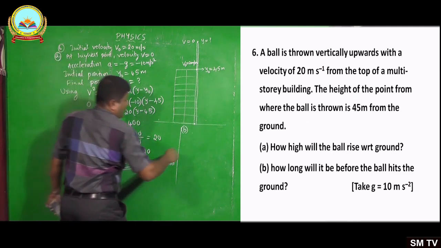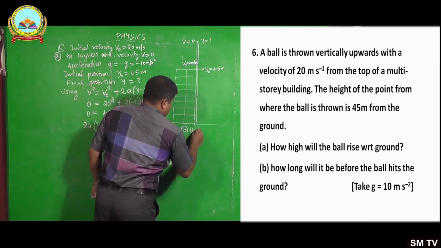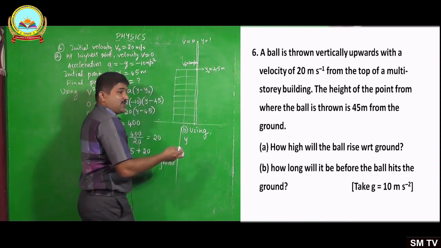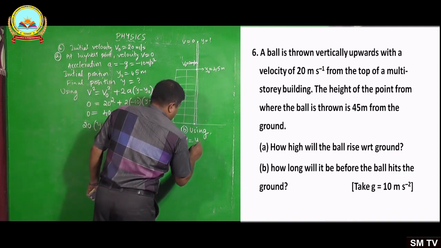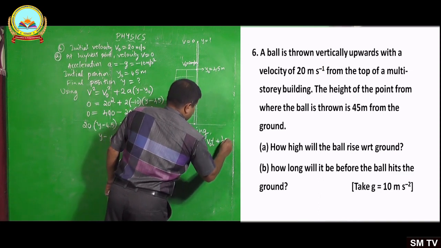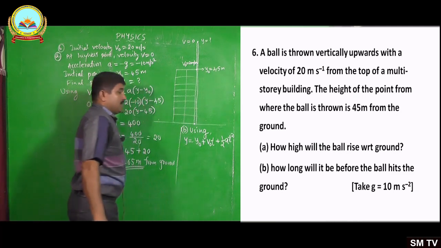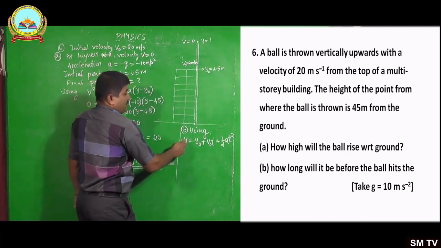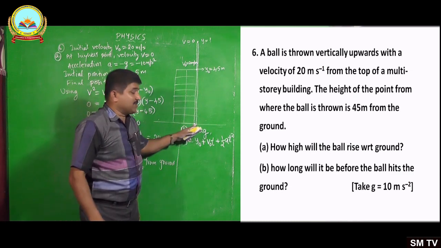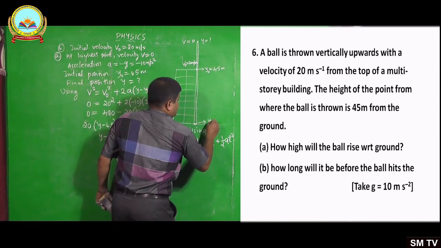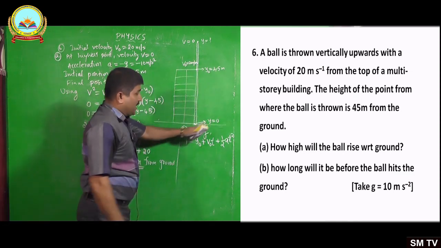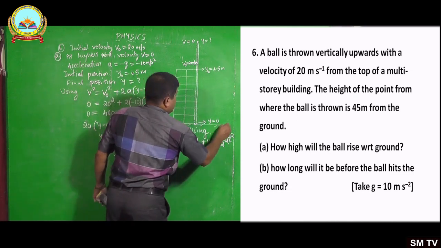Now part B is using the equation y minus y naught, or y equal to y naught plus v naught t plus half at square. This is the formula. Substituting the values, for final position y: when it returns to the ground, the final position is 0. So I am taking the entire journey. Final position is 0 when it reaches the ground.